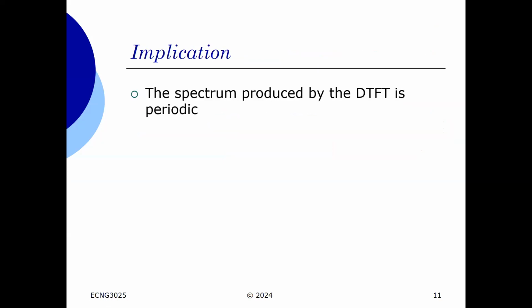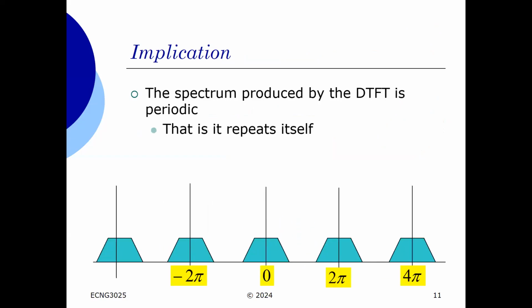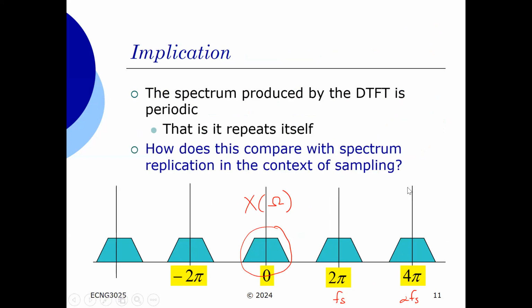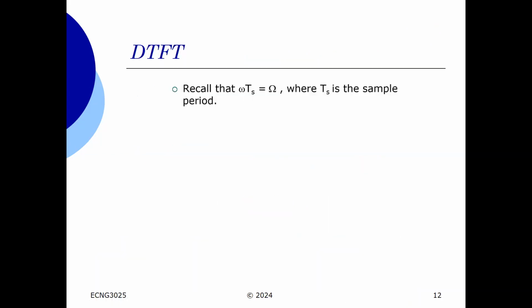So the implication of this is that the spectrum produced by the DTFT is periodic with 2 pi radians, the same thing that we've been seeing. You have your baseband, which is my original spectrum, whatever X of omega would be. And here it is repeated at 2 pi radians, or Fs, 2Fs, etc., which is exactly what we had before. So how does this compare in the context of sampling? It's the same thing, right?